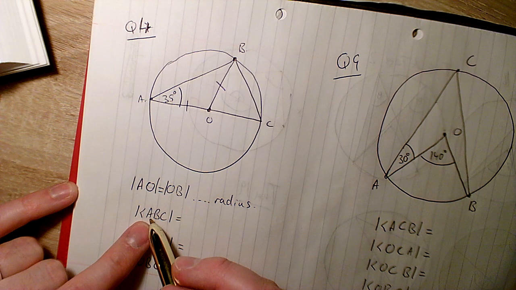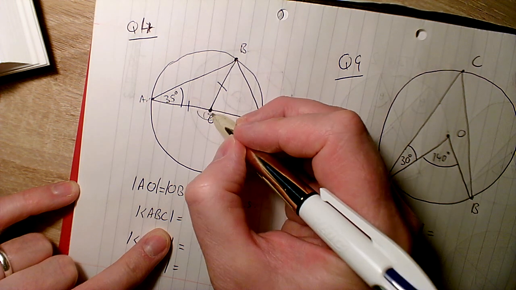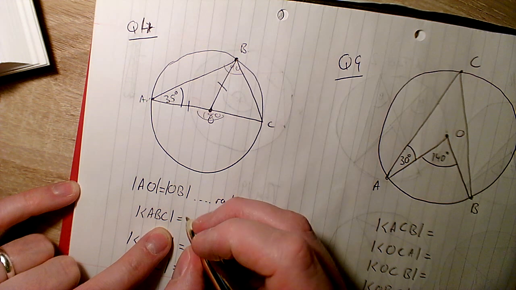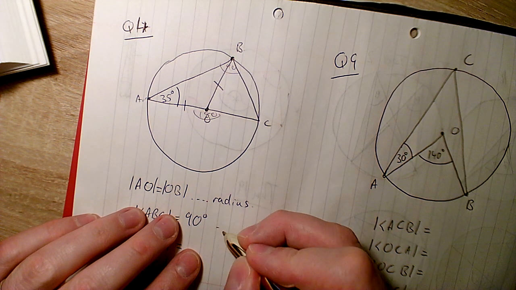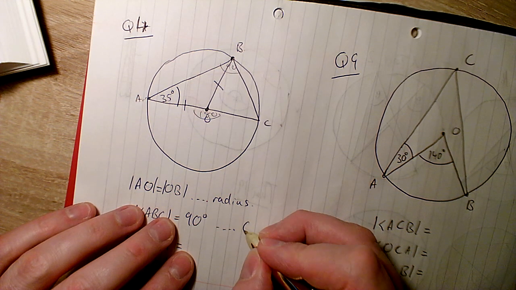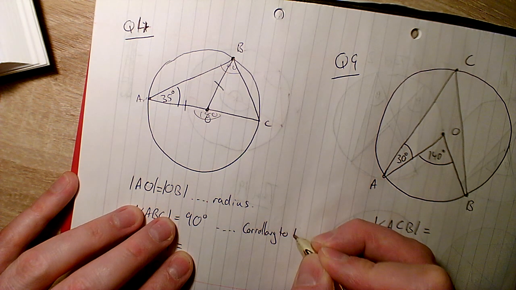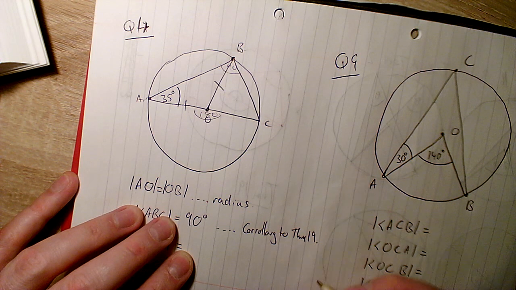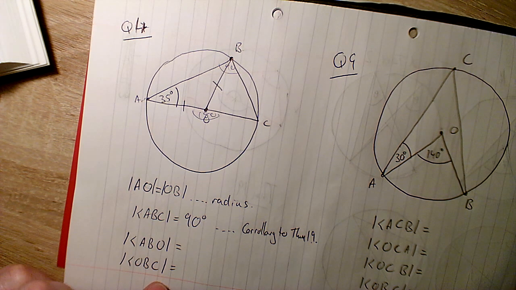Okay. Therefore, what is the angle ABC? Well, if this is 180, half of that is 90. That's one of our corollaries, so that's a 90-degree angle. We'll just say corollary to Theorem 19. If you can't remember the numbers, you can just say half of 180.